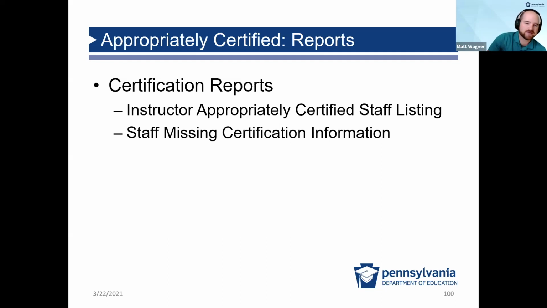And then the other one, the instructor appropriately certified staff listing. This is your main baby. You're going to have 4 tabs on this one. You have the first tab of the not appropriately certified, second tab of appropriately certified, third of not evaluated, and fourth of not mapped. Tab 2, appropriately certified, is an easy one.